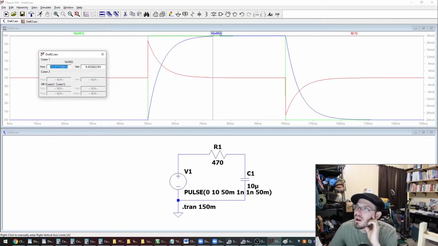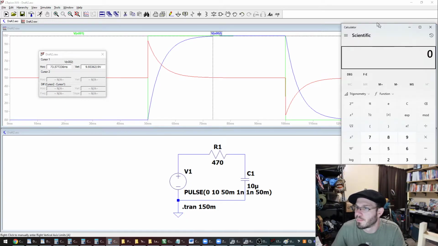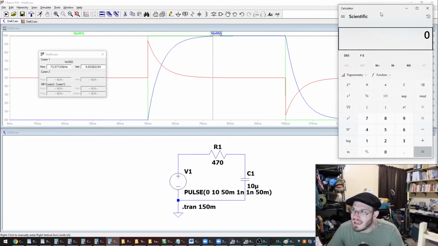And so our 100% is right here. Notice that that's a little lower. I might be able to change my scale here, but our max current should be equal to, if we treat that capacitor at time 0 like a short, then it's simply Ohm's law: 10 volts divided by 470 ohms.